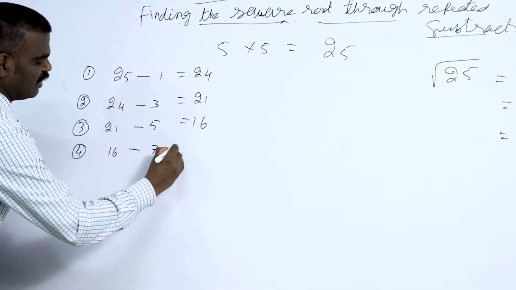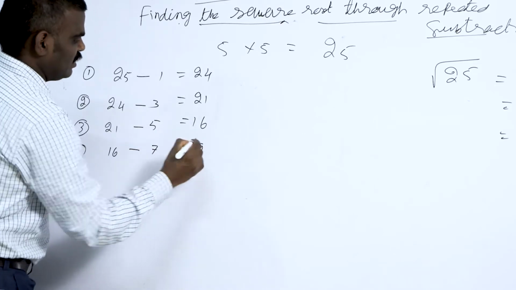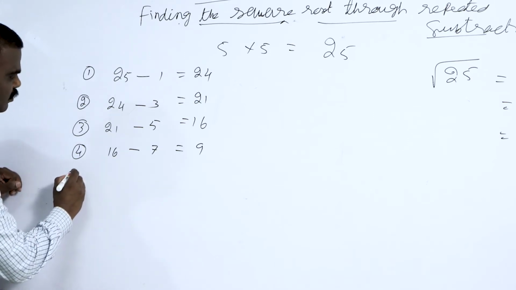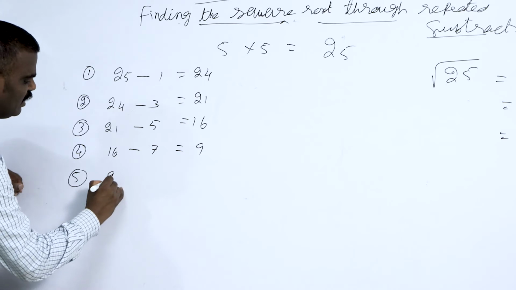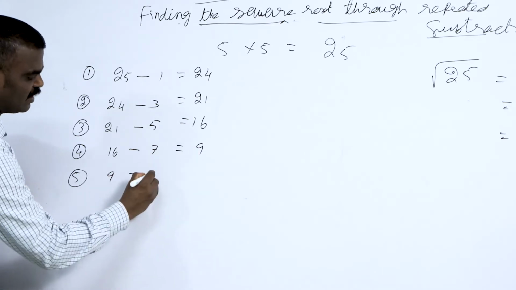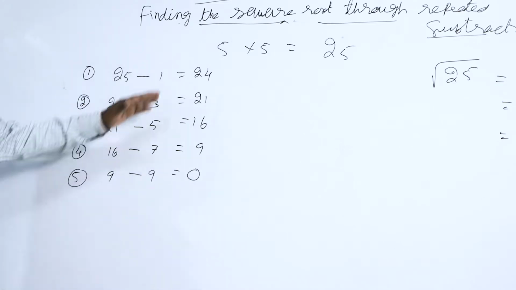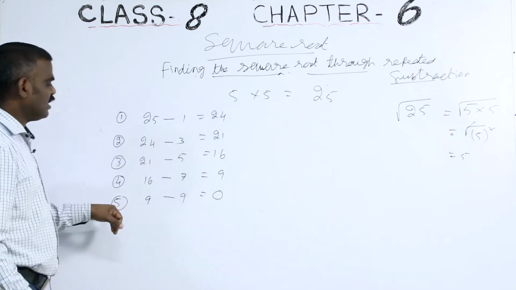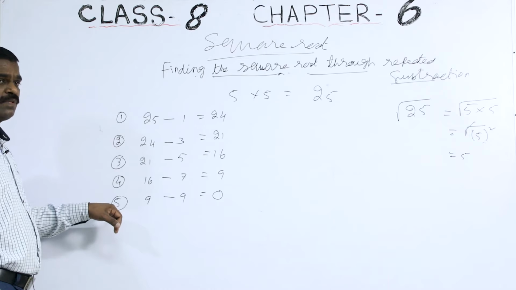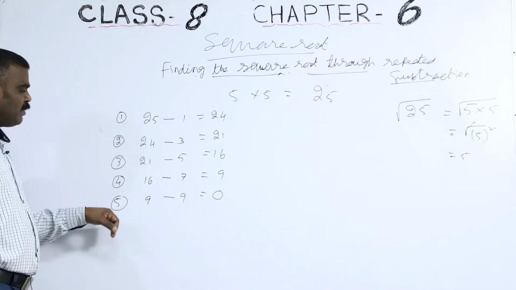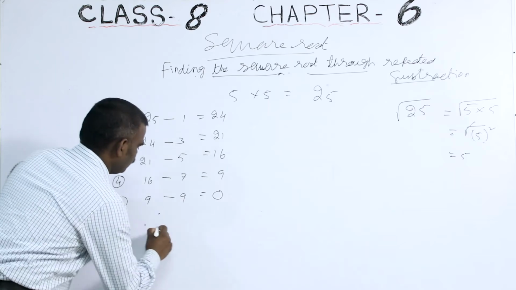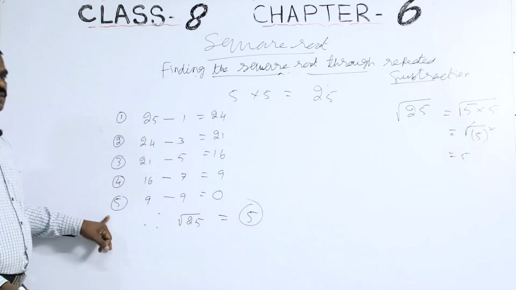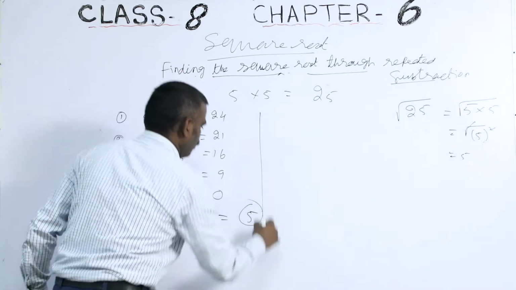16 minus the next odd number, 7, is 9. Next odd number is 9. 9 minus 9 is 0. Until you get 0, you have to repeatedly subtract the odd numbers. At what step are we getting 0? Step number 5. Therefore, square root of 25 equals 5. Do you understand? So we will do one more problem like this.